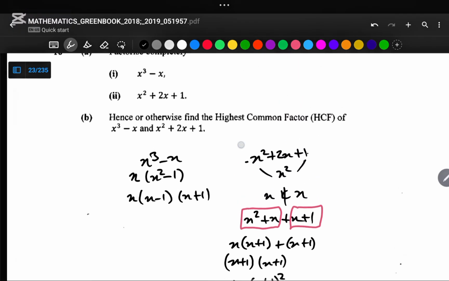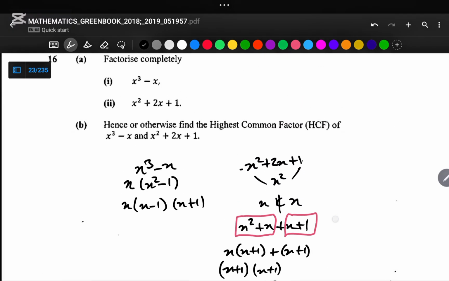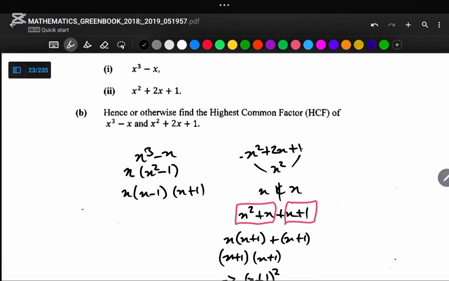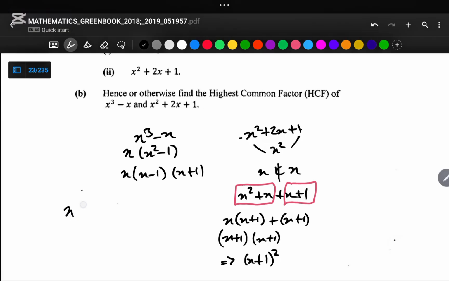And then the last part of the question says, hence or otherwise find the highest common factor of x cubed minus x and x squared plus 2x plus 1. So given that we have x, x minus 1, x plus 1, and x plus 1, x plus 1, the highest common factor will be x plus 1.